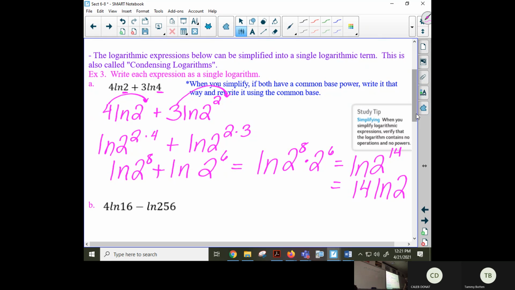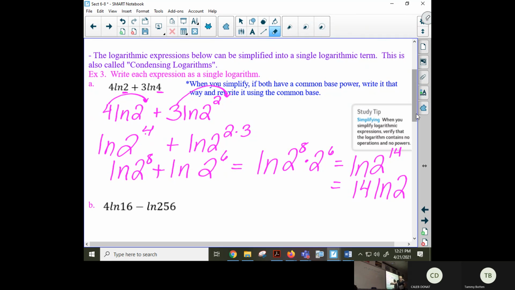Oh, I know what I did wrong. I put my 2 as a power here. This should have been 2 to the 4th power. Do you guys get that? This 4 is a power. This 3 is a power.